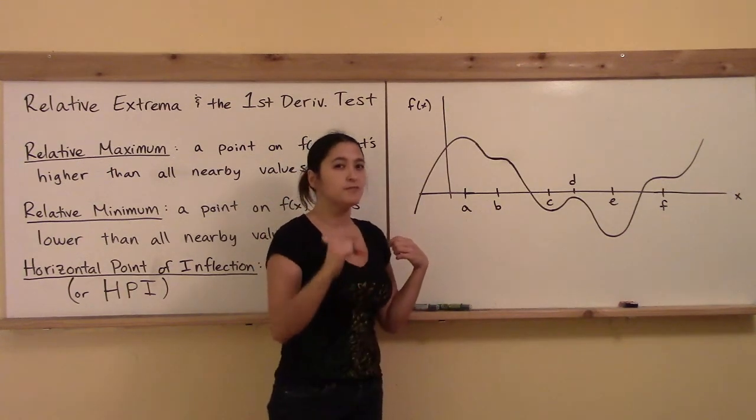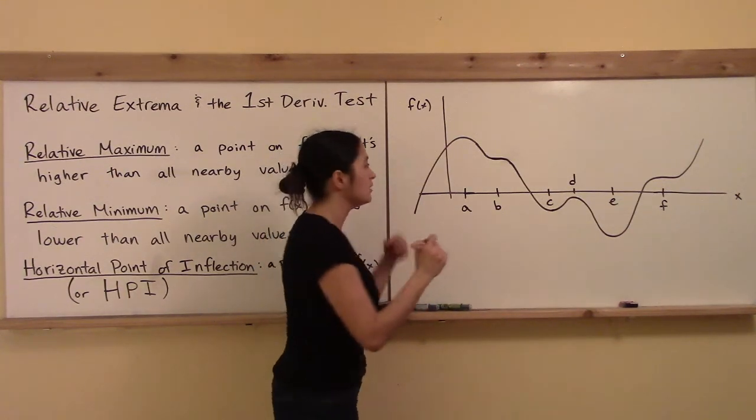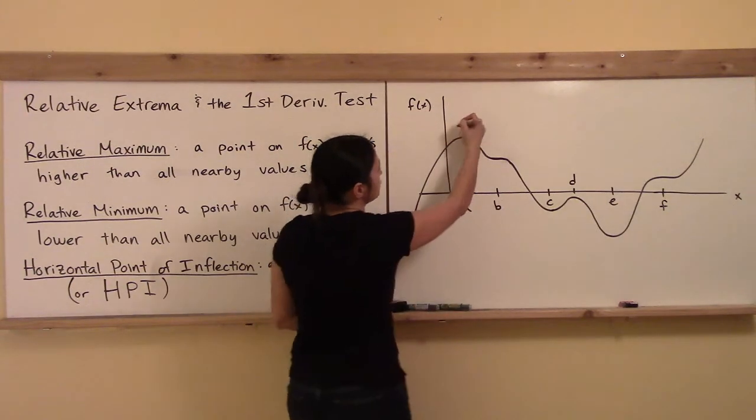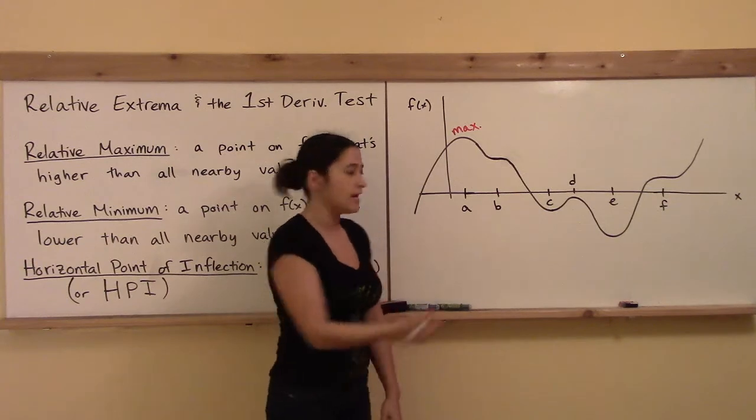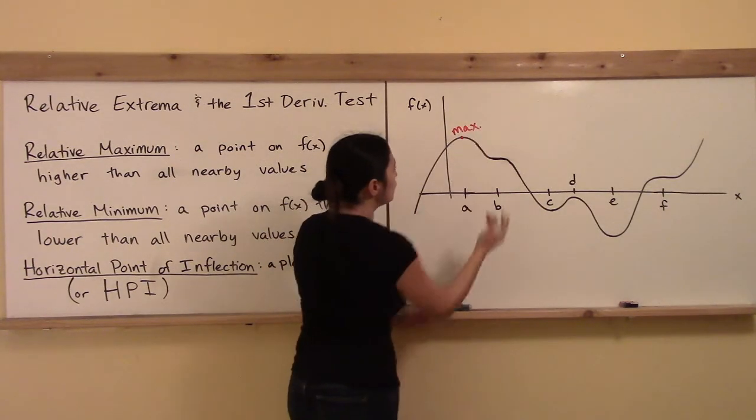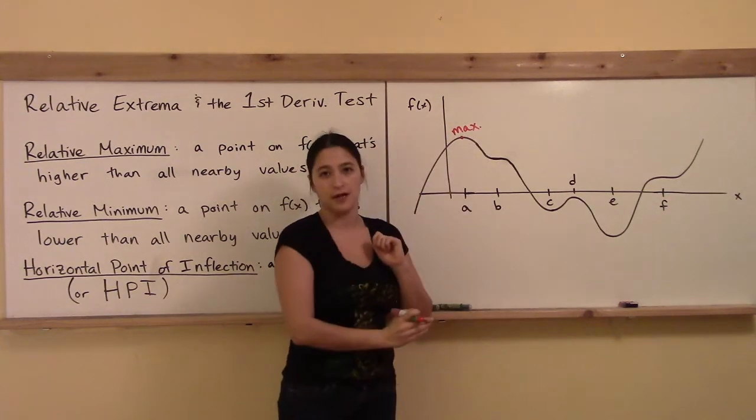Now remember, relative max is like the top of a hill. So you can see here, A, this is the top of a hill, and I'm just going to abbreviate that as max. So that's a maximum point right there. Notice how it's higher than everything around it.